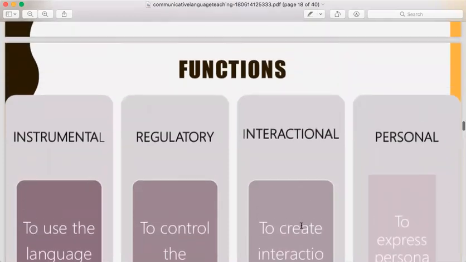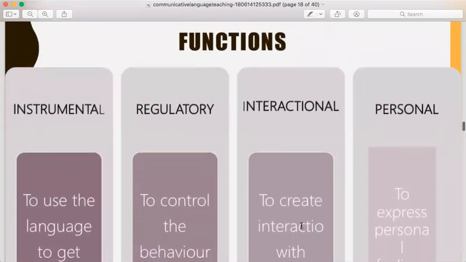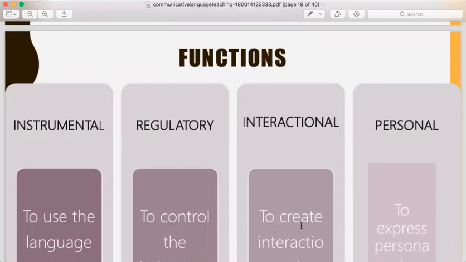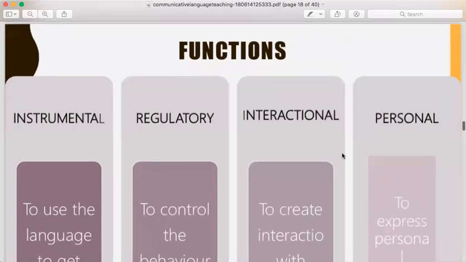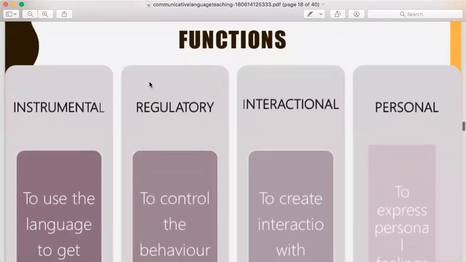I would like you to read these functions also, but one thing you should do, and you should be writing in the chat section tomorrow when we meet, is to, what was the question that I gave you? Why CLT is an approach and not a method. You're going to search for this, read CLT, read Halliday's 7 functions of the language with examples. You're going to give me examples for the functions of the language also.